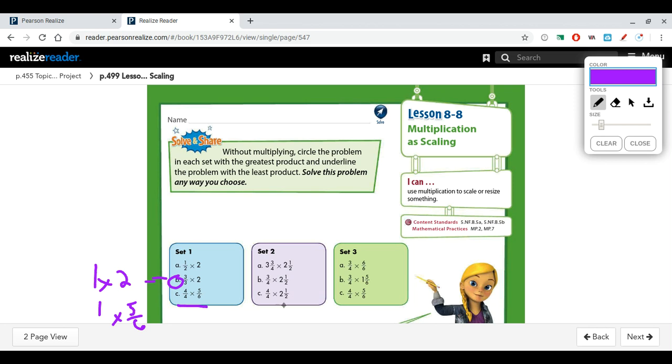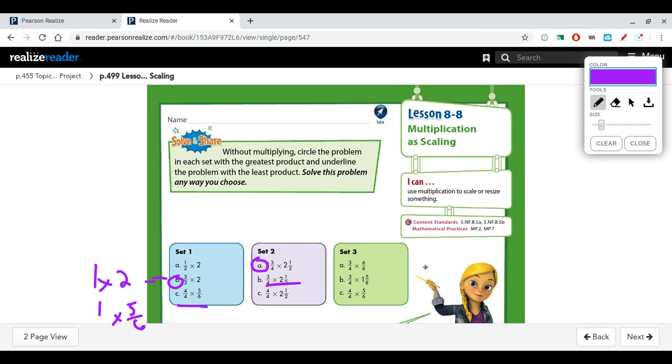Okay, if we take a look at set 2, the factor that's going to give us the greatest product is going to be A. I had 3 3/4 times 2 1/2, because both 3 3/4 and 2 1/2 were greater than 1, so my product is going to be greater than both of those values. The product that is going to give me the least is going to be B, because 3/4 is less than 1. So my product is going to be less than 2 1/2.